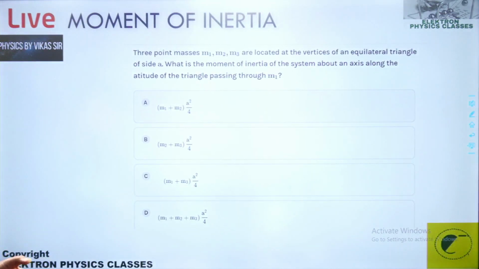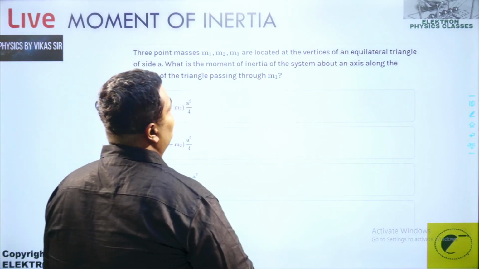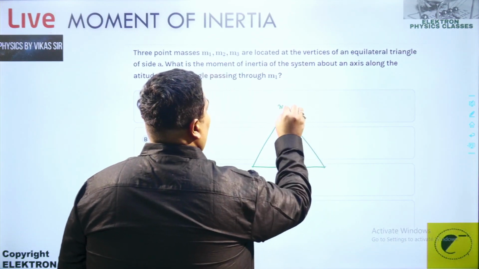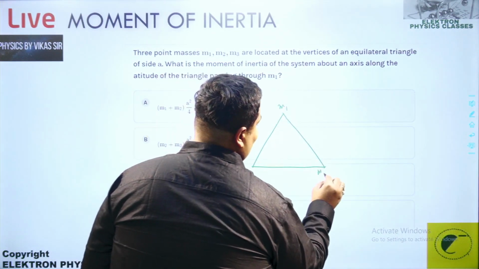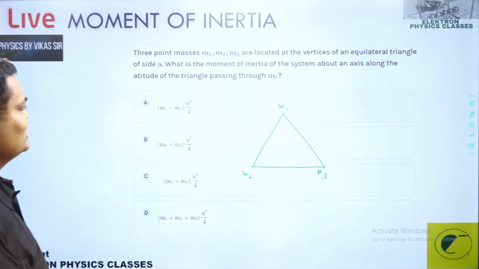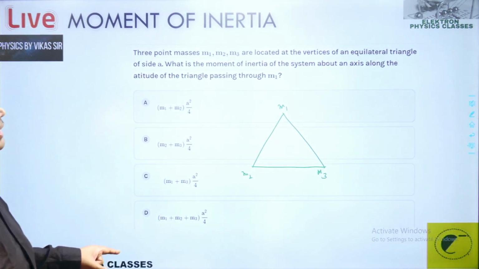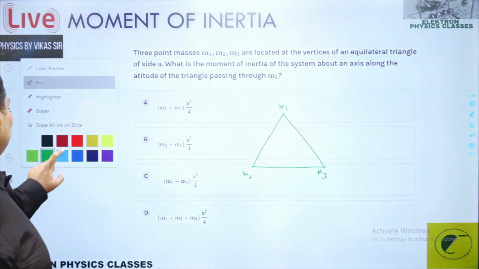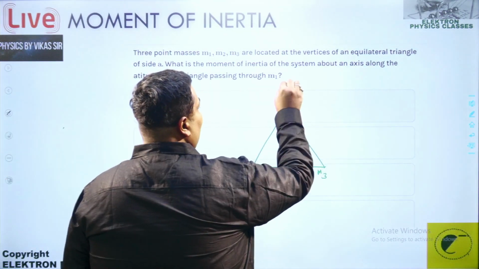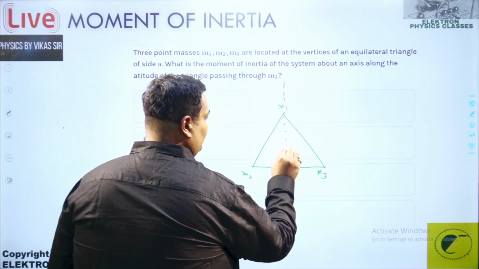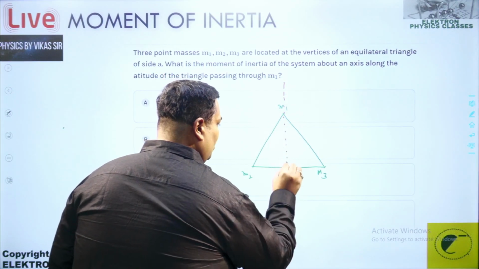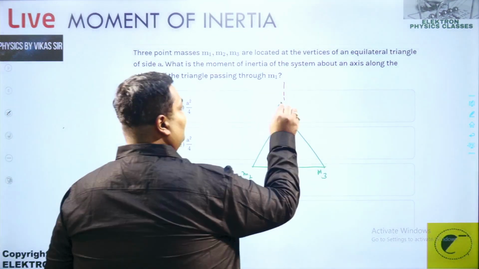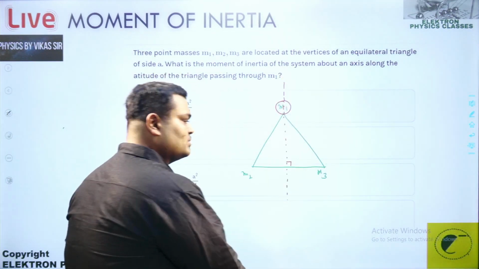So now it's a simple one. Looking simple, there are 3 point masses M1, M2, M3, vertices of an equilateral triangle. Now we are sure that the triangle is like this. This is M1, this is M2, and this is M3, and this is an equilateral triangle. Side length is A. What is the MOI of the system about an axis along the altitude and passing through M1? Altitude and passing through M1, so this must be the axis. So M1 moment of inertia becomes 0. Reason, it lies on the axis.